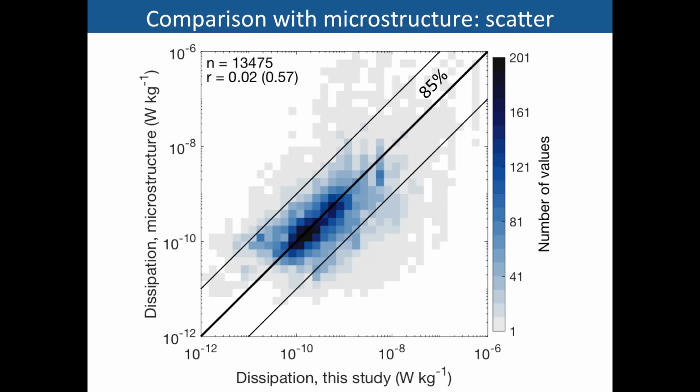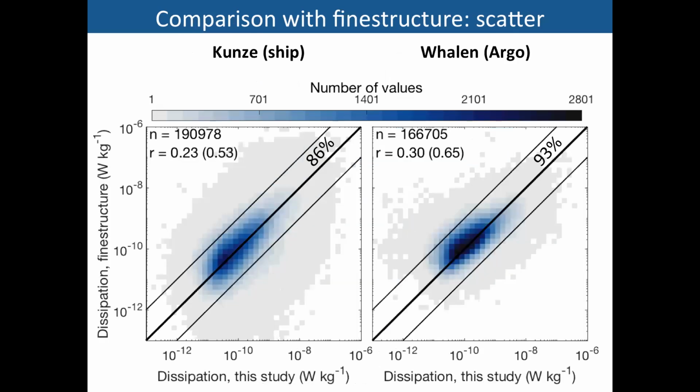We also compared with less reliable but more extensive estimates of mixing, which are called fine structure estimates. So we have two data sets: Kunze 2017, which is ship-based CTD data, and then Whalen et al. 2015, where the fine structure method has been applied to Argo CTD data.